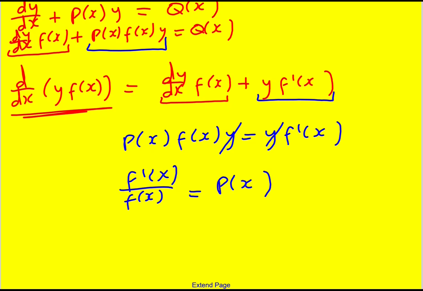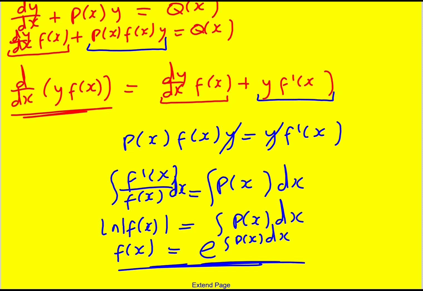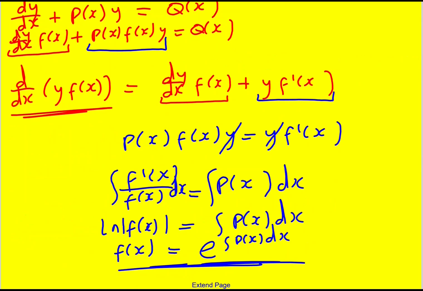If I integrate both sides with respect to x, then I would actually get ln f of x equal to the integral of p of x, which means my suitable f of x is going to be e to the power of the integral of p of x with respect to x. I'm just deriving this, showing you where it comes from. You shouldn't be doing this in the exam. I'm just saying that is how we get our integrating factor.